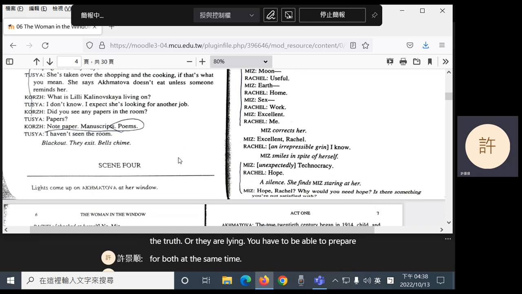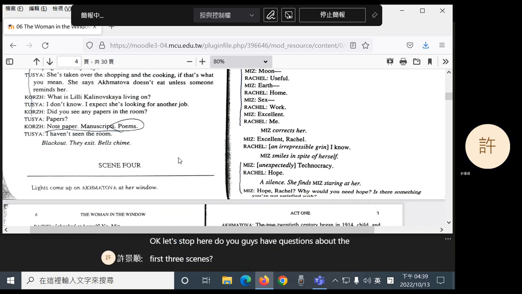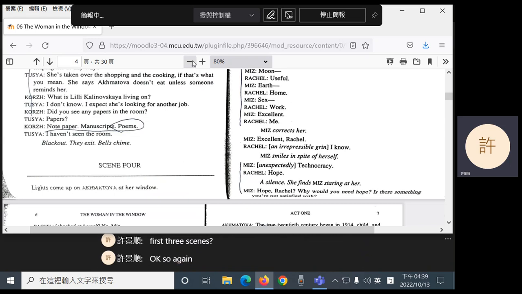Okay, let's stop here. Do you guys have questions about the first three scenes? Okay, so again, before next week, please finish Act 1. So to the end of page 35.